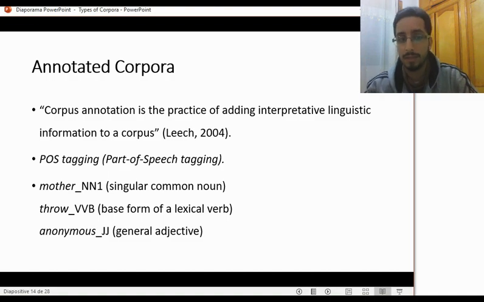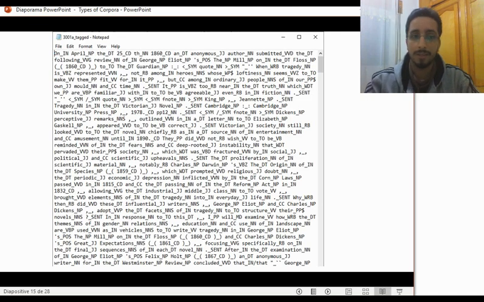Now, a tagged or annotated corpus looks something like this. At first glance, this might seem scary, it might seem shocking. You might be saying, what the hell is this? How can I read this? How can I interpret this? I mean, this is rubbish. But it's really not, and it's really easy to understand. So let us read the first two sentences, or the first two lines. Let's zoom in a little bit.